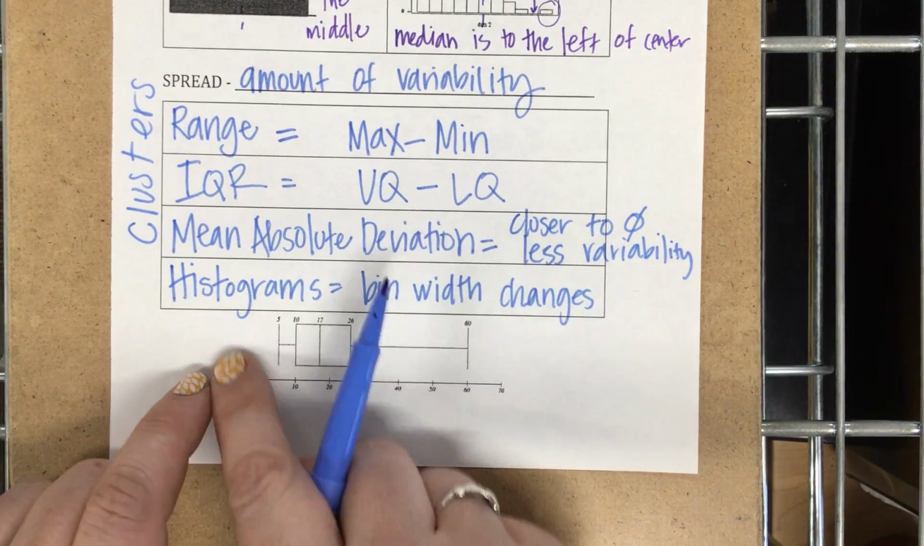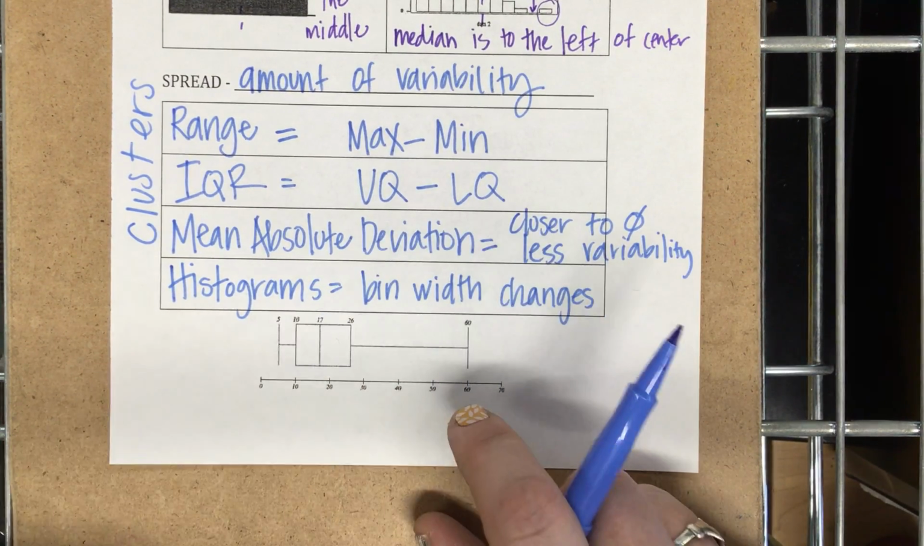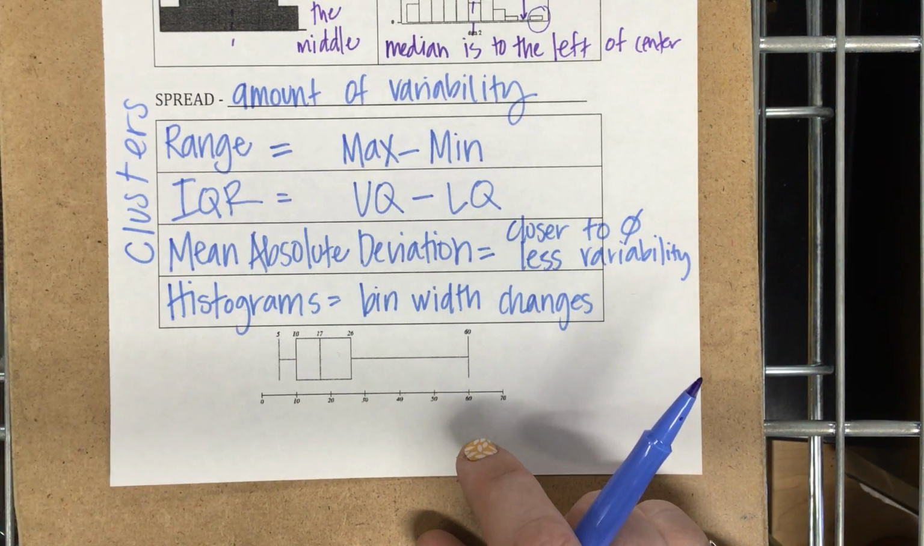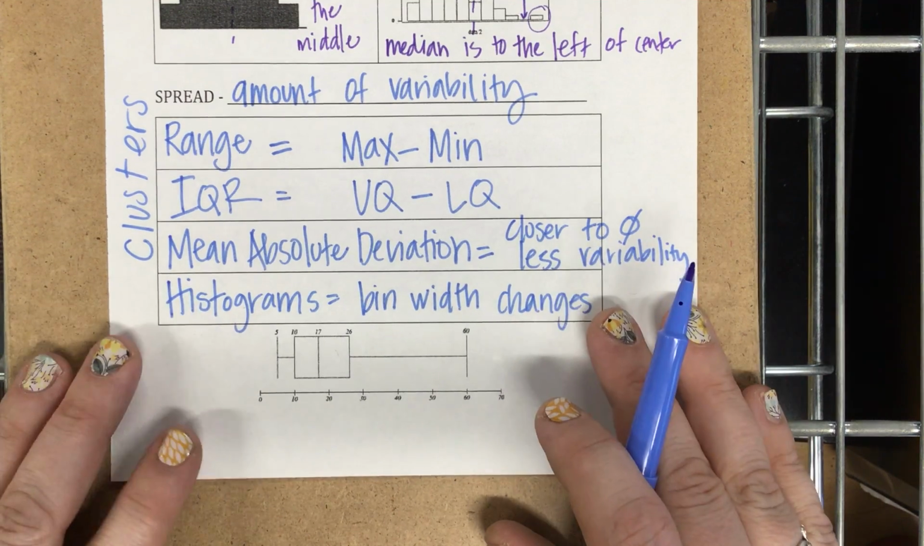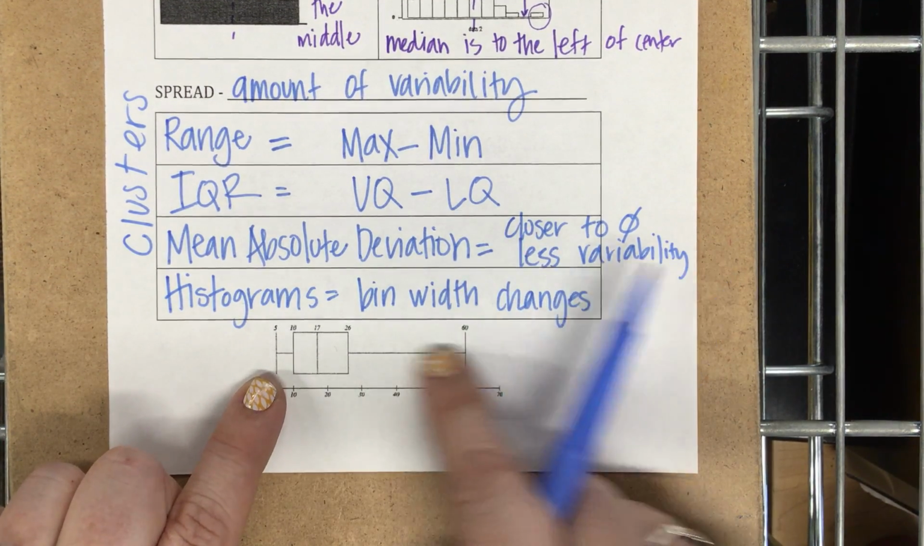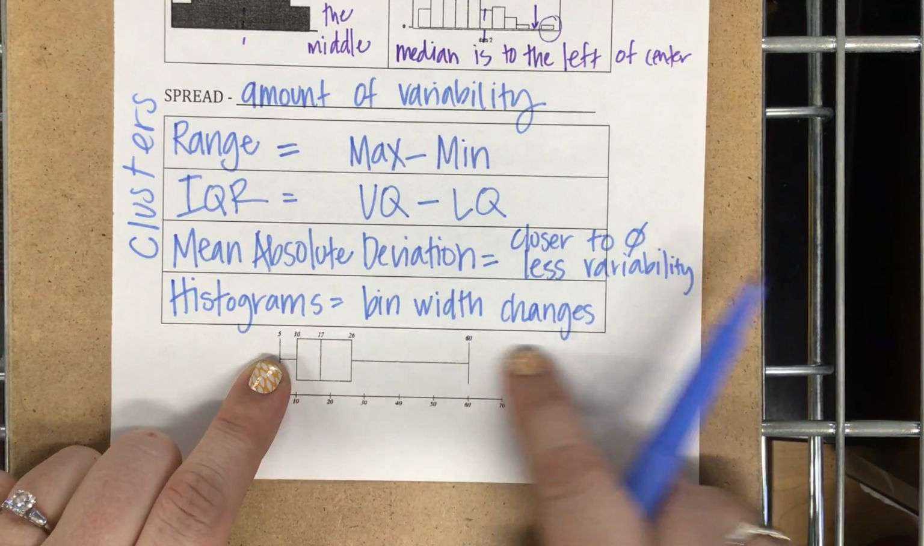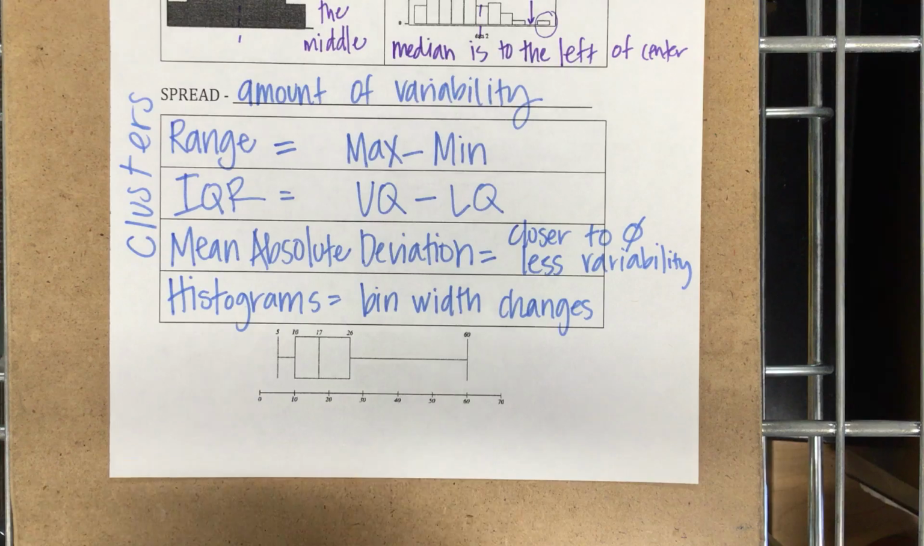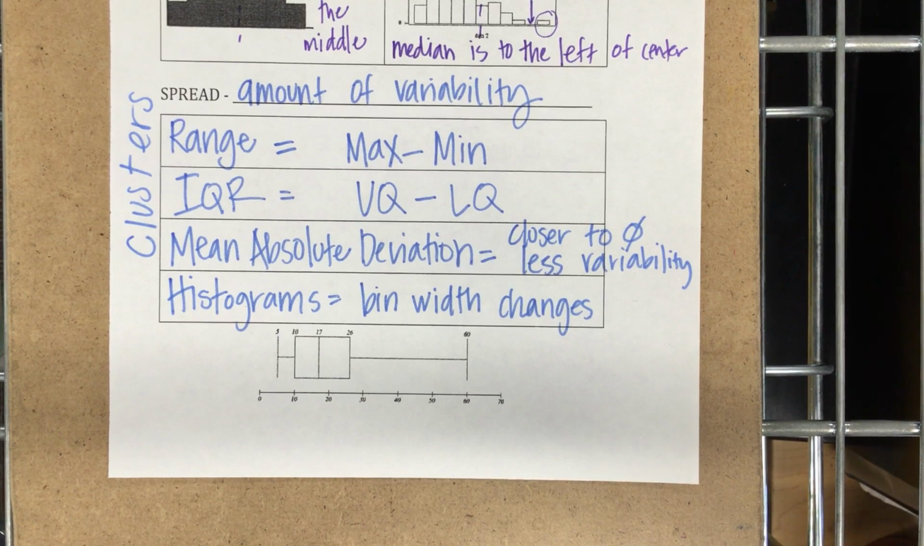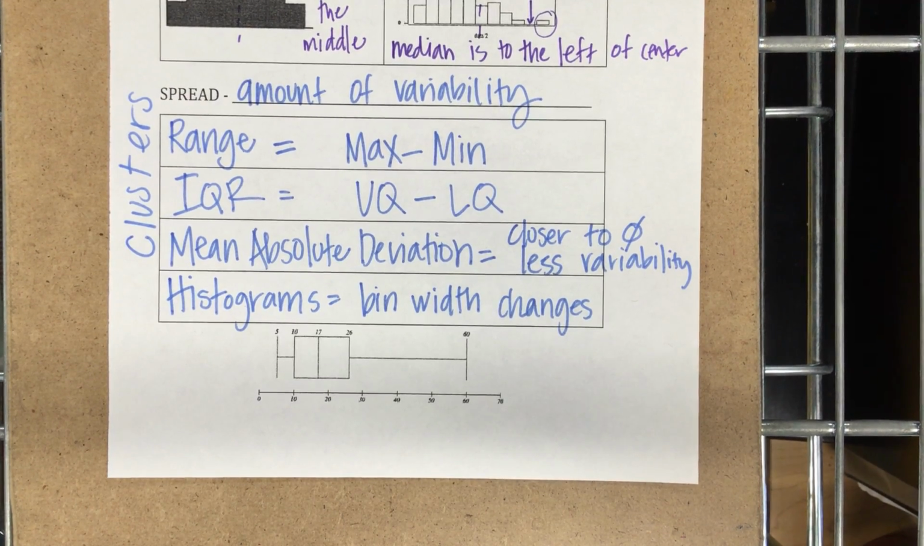If I was looking at this box plot, if I was going to use spread to talk about this, how could you talk about the spread of this data? What could you say about this data? Is there a cluster? Where?